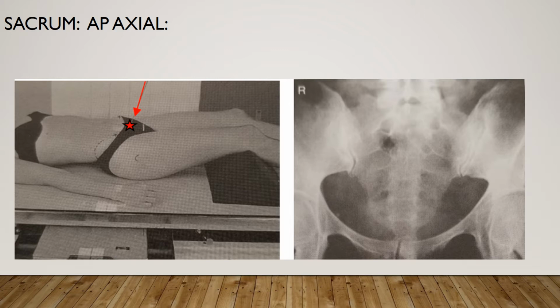Your image is going to have a non-foreshortened image of the sacrum, sacrum free of superimposition and sacral foramina visible, optimal density and contrast with no motion. Soft tissue is visible and sharp bony detail.